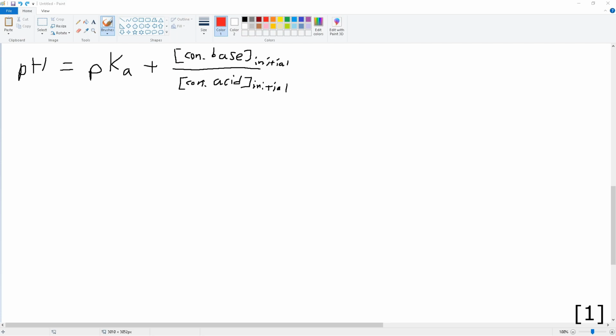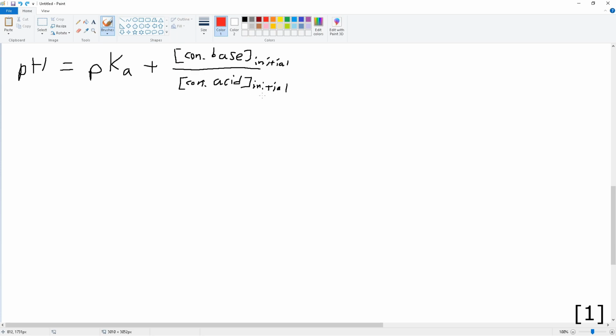When we talk about buffer systems and anything of the like, it's important that we discuss the Henderson-Hasselbalch equation, which is written over here. I'll start by describing the right side, this term of the equation. This is essentially the concentration of the conjugate base over the concentration of the conjugate acid initial.